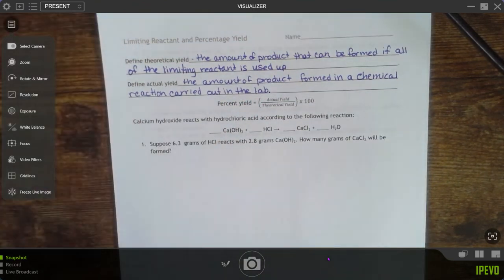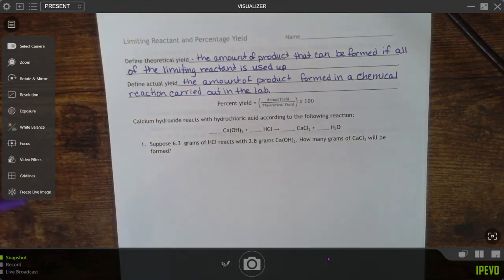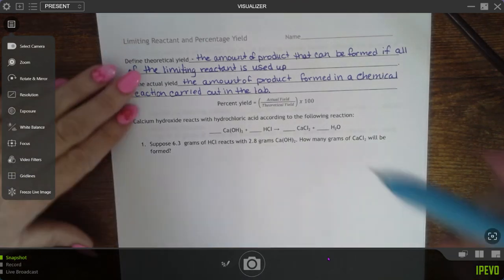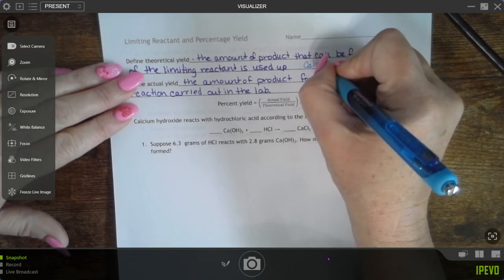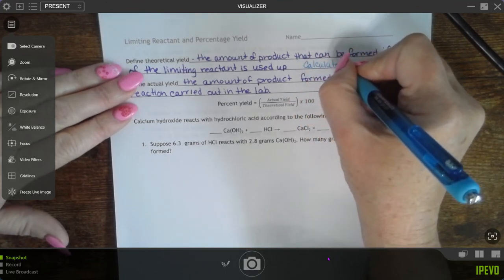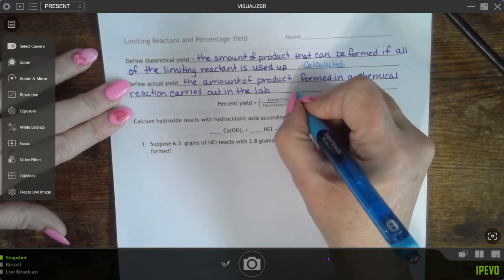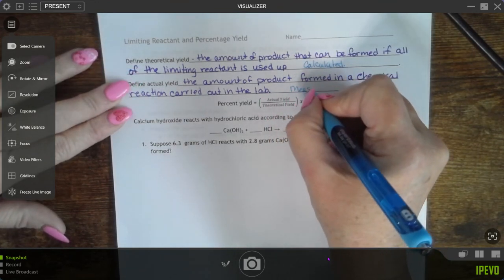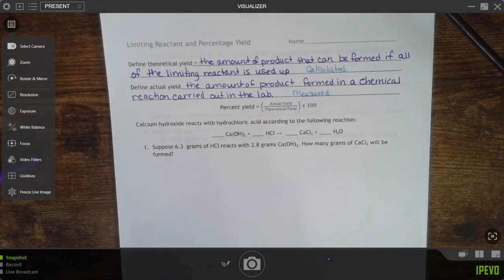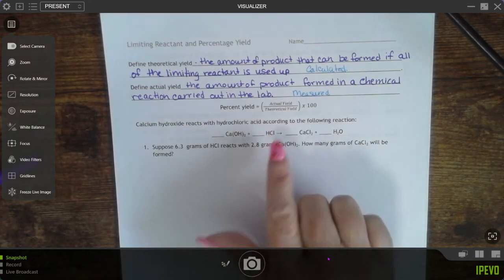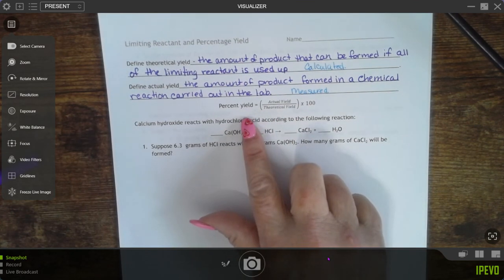So the big difference in these two things is that the theoretical yield is calculated and the actual yield is measured, by doing a lab. So that's the difference in those. And once we have a theoretical and an actual yield, we can calculate our percent yield.